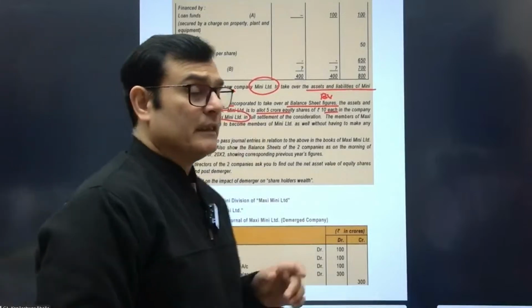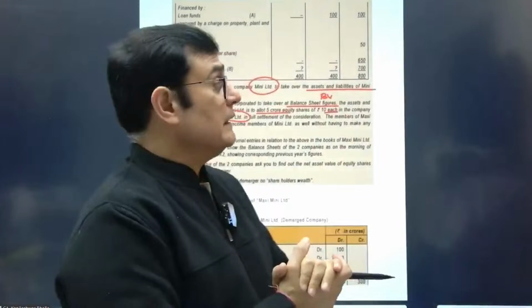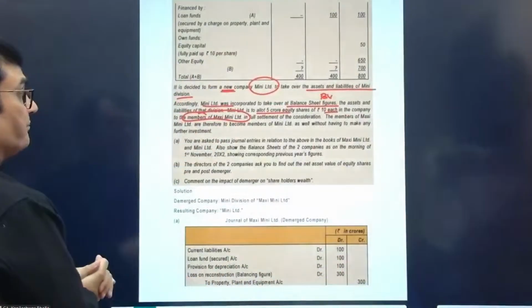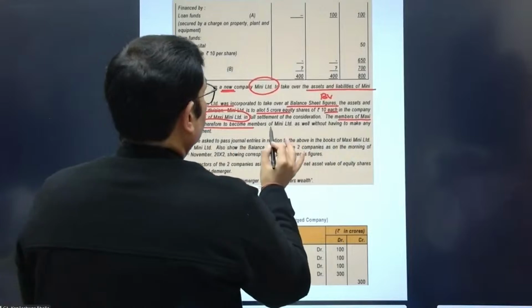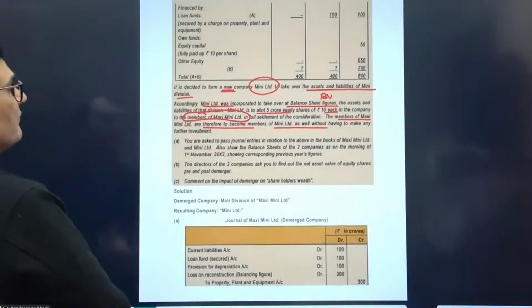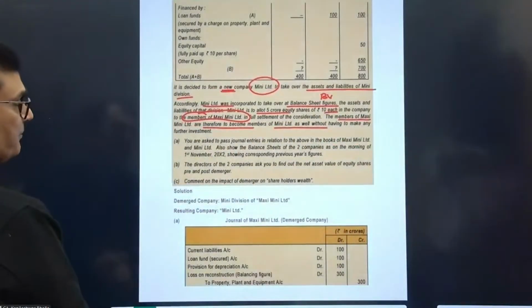When it says the allotment is given to the members of Maxi Mini, this proves that it is supposed to be a case of demerger, because the Mini division is segregated and the shares of Mini are given to the shareholders of Maxi Mini. The members of Maxi Mini therefore become the members of Mini as well, without having to make any further investments.